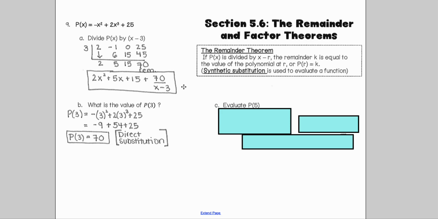Now you wouldn't write this quotient. If you were trying to find what p of 3 is, you would just do the synthetic substitution and say p of 3 is 70. You never use the depressed polynomial. So now try letter C, evaluate p of 5. So again, you're going to use 5 for your r value, do synthetic substitution, don't get a depressed polynomial. Go ahead and give it a shot.